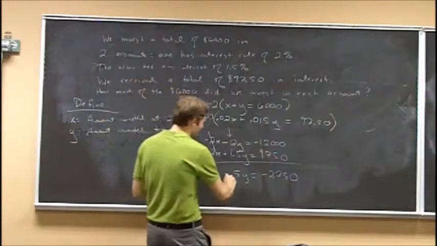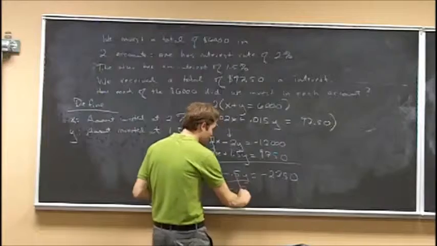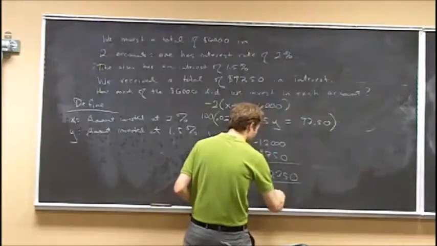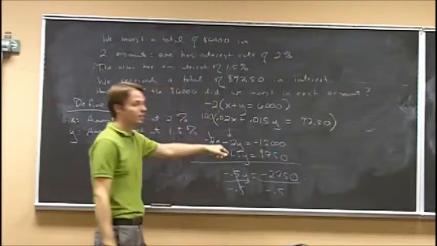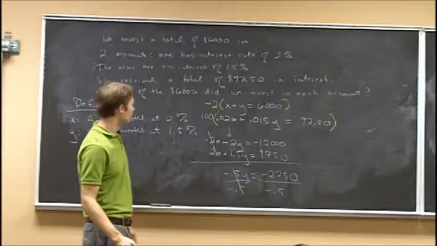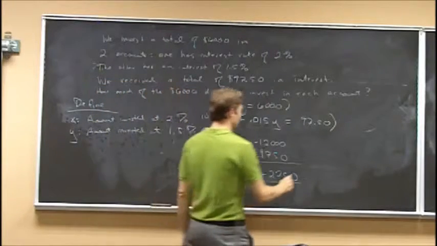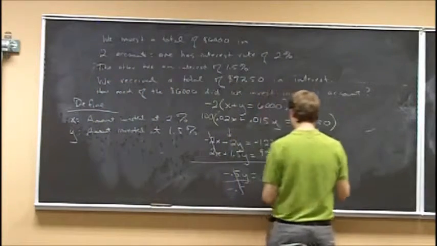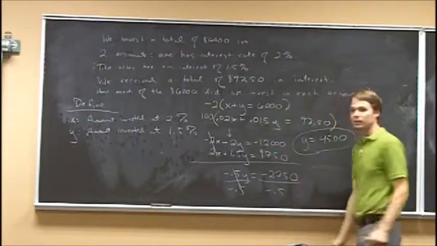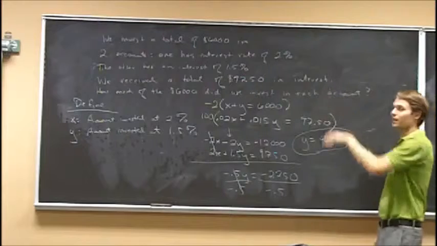So now I'll just divide both sides by negative 0.5. Again, the negatives are important because they're both negative, so when you divide this side by negative 0.5, this will become positive. Negative divided by a negative is positive. And I'll end up with y being equal to 4,500, okay, which is reasonable because that's within our 6,000.